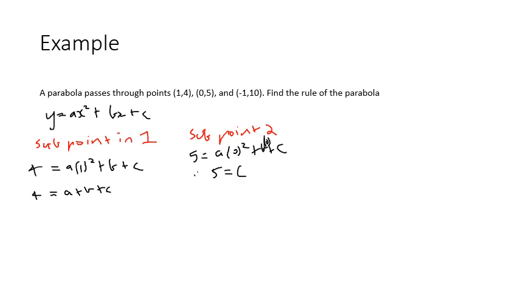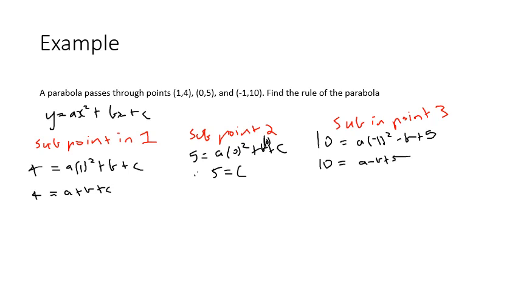And now we can sub in our third point, where y is equal to 10 and x is equal to -1. So we're going to write 10 is equal to a brackets -1 squared minus b, and we know c is 5, so we can write plus 5. And so now we know 10 is equal to a minus b plus 5, and this is because when -1 is squared, -1 times -1, 2 negatives make a positive, which leaves us just with 1.